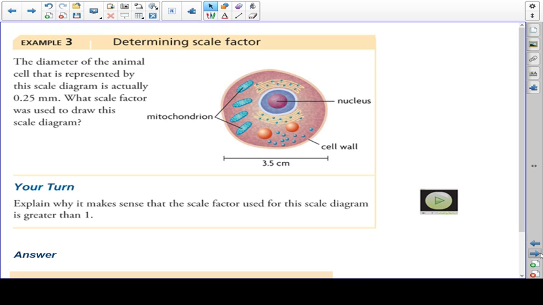Explain why it makes sense that the scale factor used for this scale diagram is greater than 1. Because cells are tiny, right? If cells are tiny, we're not going to be able to see them with our eyes. So we need to blow them up and make them bigger so we can see them and understand them and see how they work and all that jazz.